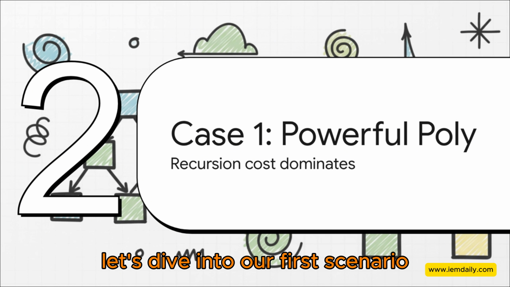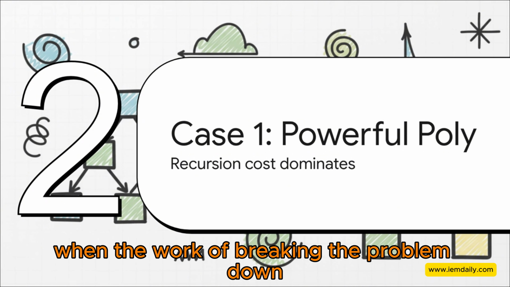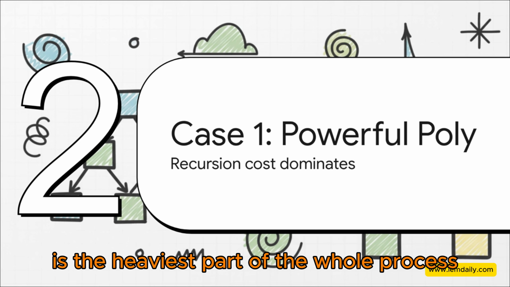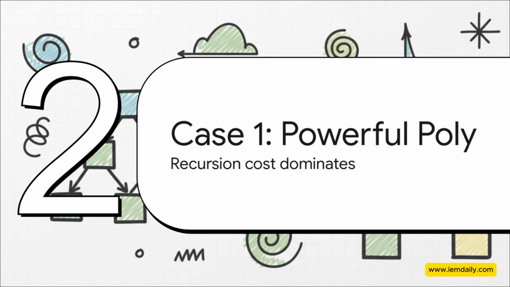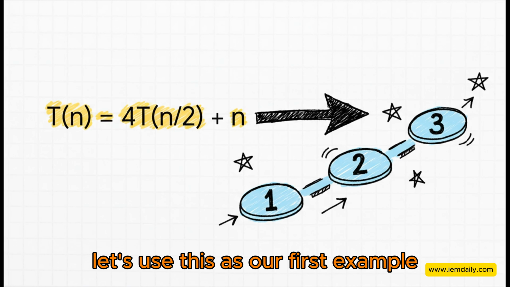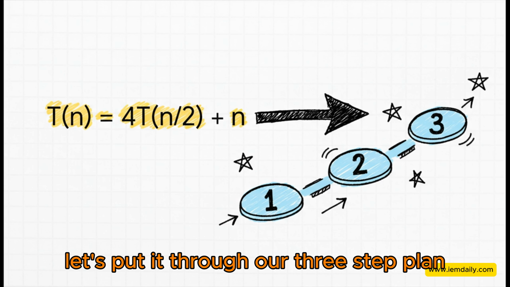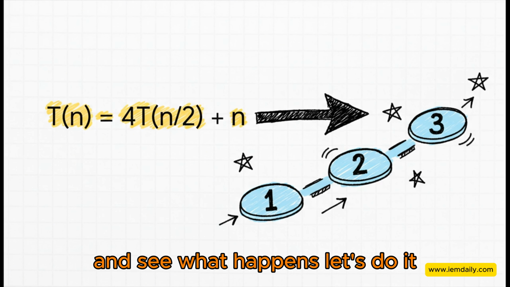All right, let's dive into our first scenario, case 1. This is what happens when the work of breaking the problem down, the recursion itself, is the heaviest part of the whole process. It totally overshadows the work you do to put the pieces back together. Let's use this as our first example. T of n equals 4 times T of n divided by 2, plus n. Let's put it through our three-step plan and see what happens.